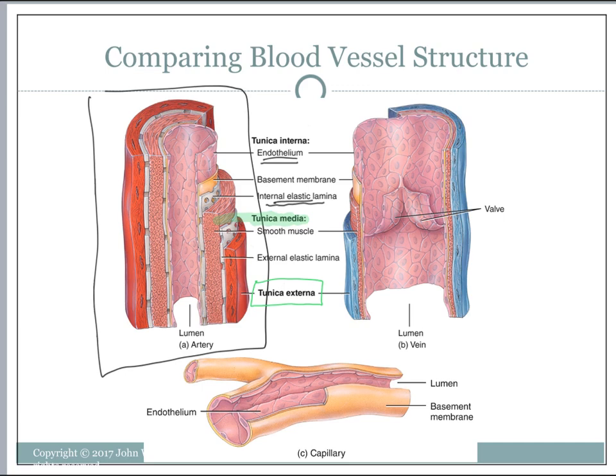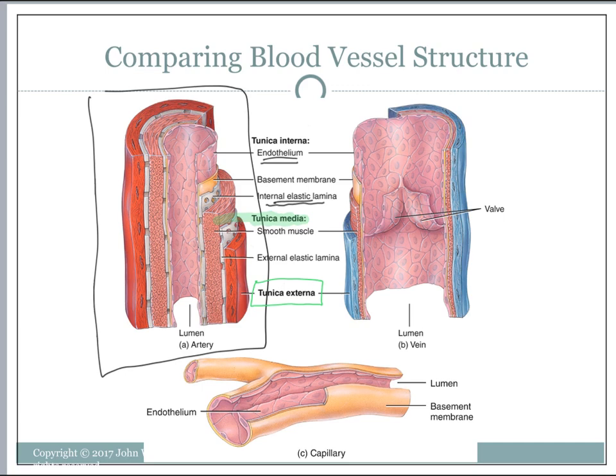Now the layer names are the same. We start with the tunica interna. We have that internal simple squamous epithelium followed by that basement membrane. What we lose here is the internal elastic lamina. Because veins are less rigid and less elastic, they do not take as much pressure as arteries. They do not need as much elastic connective tissue.